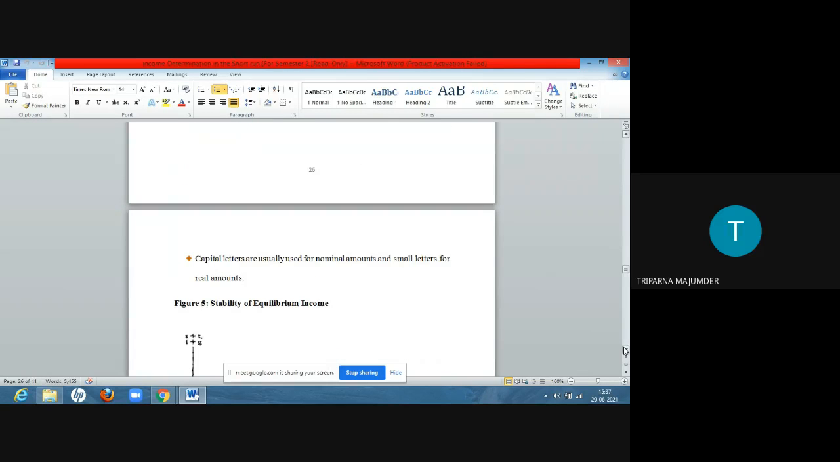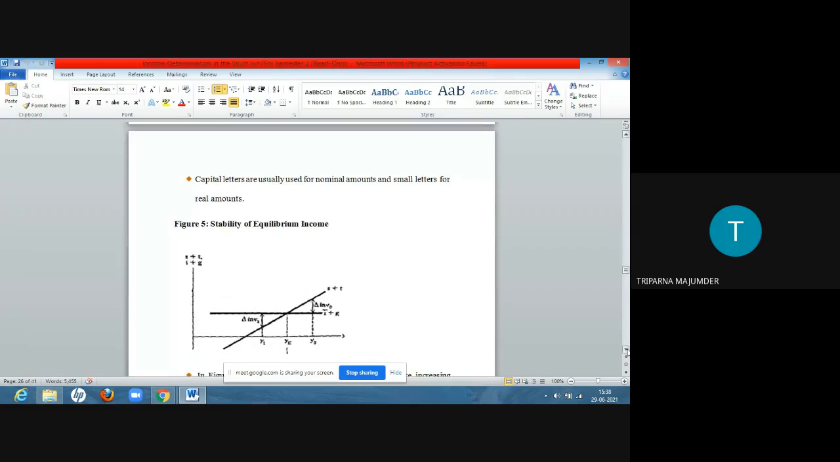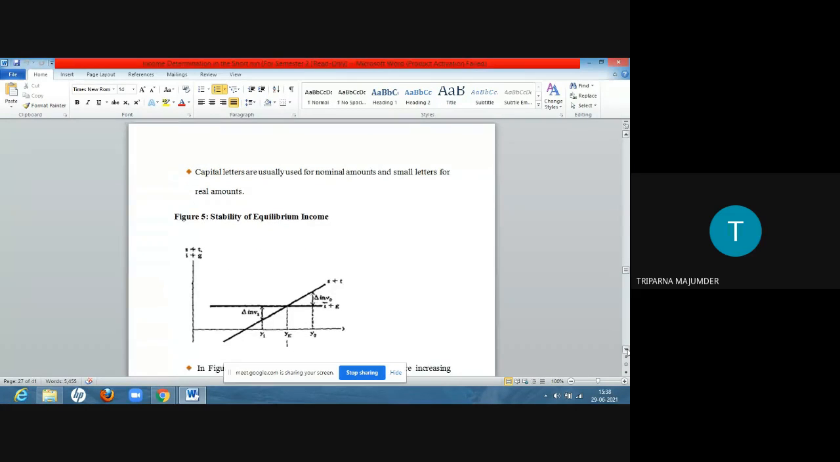Now, capital letters are usually used for nominal amounts and small letters for real amounts. The previous discussion was taken from Dornbusch and Fischer, who use the capital letters, but when we use Branson, Macroeconomic Theory and Policy, we find everywhere small letters are used. So this is a story about real and nominal GNP values. So it should not be any problem conceptually.